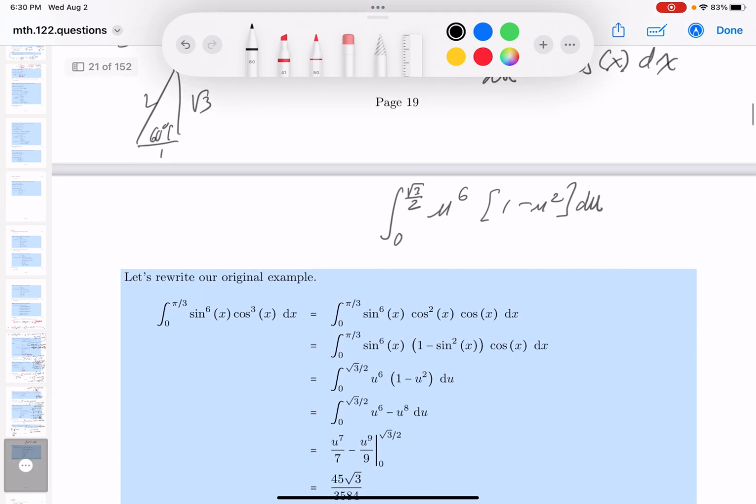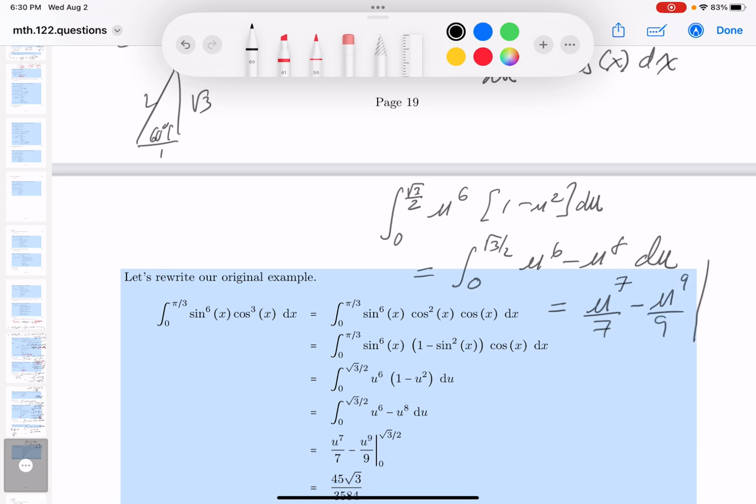Now, granted, I realize people looking and saying, these numbers are killing me. Let's go for it. What do you get over here? 0 to root 3 over 2, u to the 6th minus u to the 8th du. Can I integrate that guy? Yeah, I can. It's going to be u to the 7 over 7 minus u to the 9 over 9, from 0 to root 3 over 2.